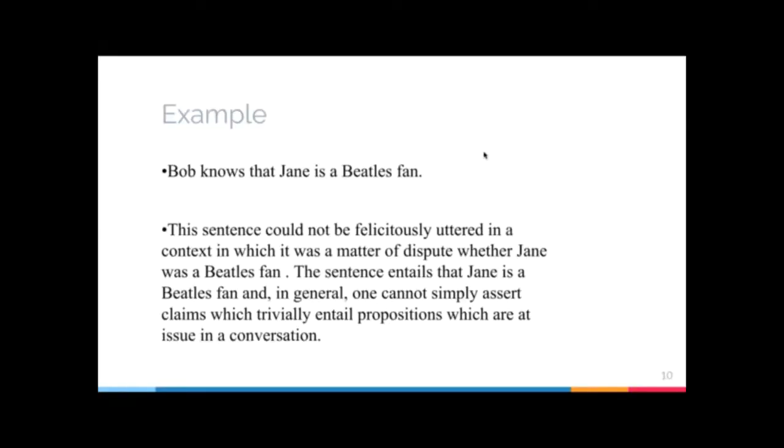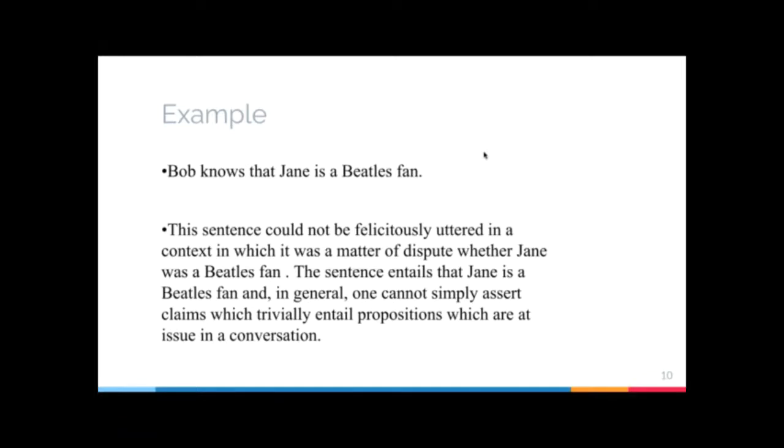So here we have, Bob knows that Jane is a Beatles fan. The sentence could not be felicitously uttered in a context in which it was a matter of dispute whether Jane was a Beatles fan or not. The sentence entails that Jane is a Beatles fan, and in general, one cannot simply assert claims which trivially entail presuppositions which are at issue in a conversation.